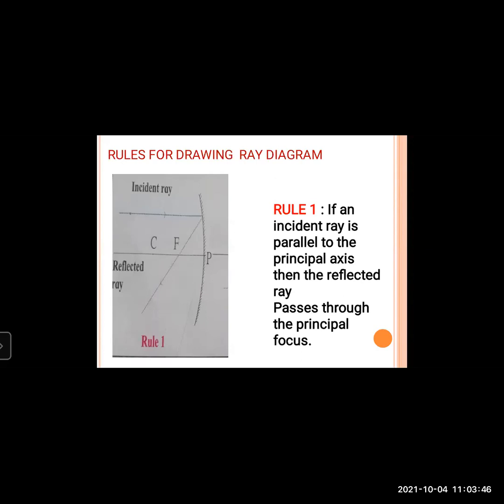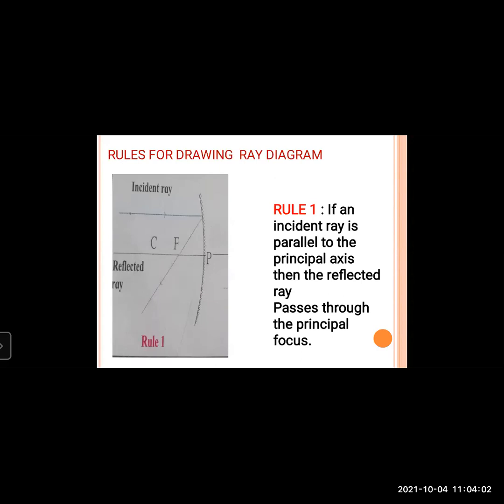Then which one will be the reflected ray? The ray which has an arrow outwards from the spherical mirror, outward from the curve, is called a reflected ray. Okay, we have studied how to plot CFP.